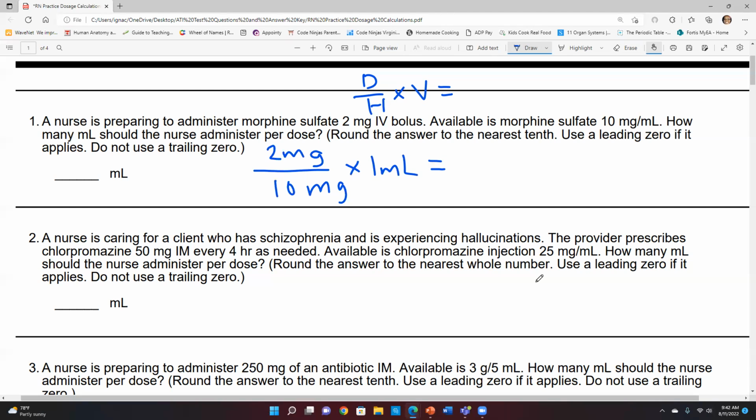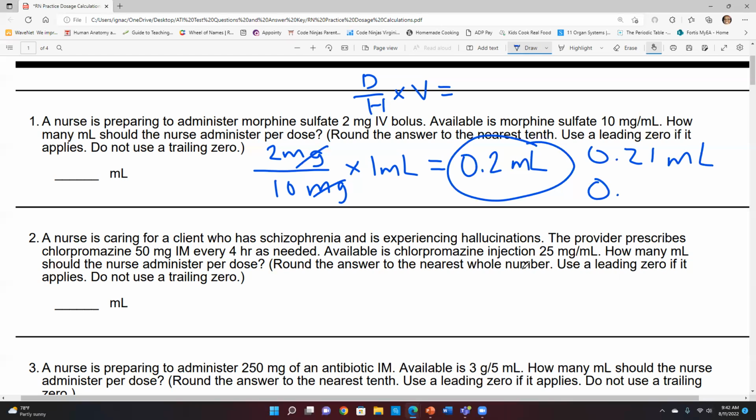So once we work this out, 2 divided by 10 times 1, we get the milligrams that cancel. We get 0.2 mLs, and that is going to be your answer. Okay, notice the answer said round to the nearest tenth. 2 is my tenth. Okay, now if we did this calculation, for example, and we ended up with 0.21 mLs, we would write the answer 0.2 mLs because we will round to the nearest tenth.